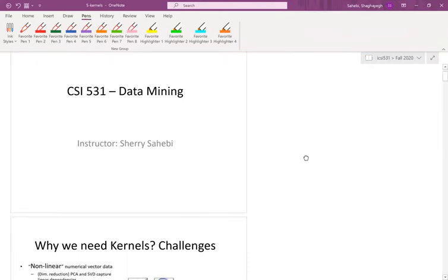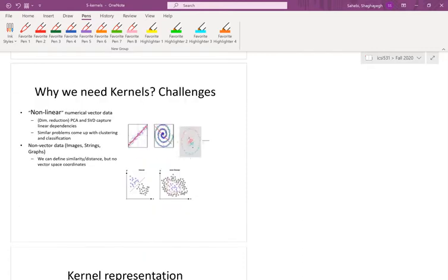So today we are going to talk about kernels and kernel methods. So first, take a look at why we need kernels and what kernels are.